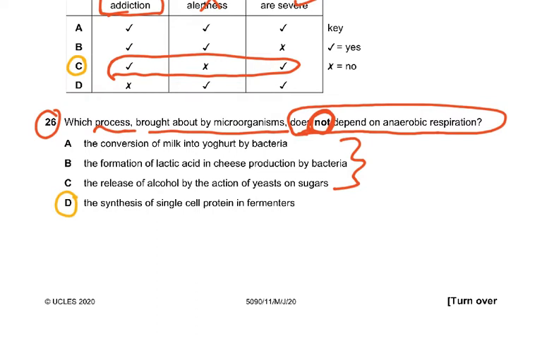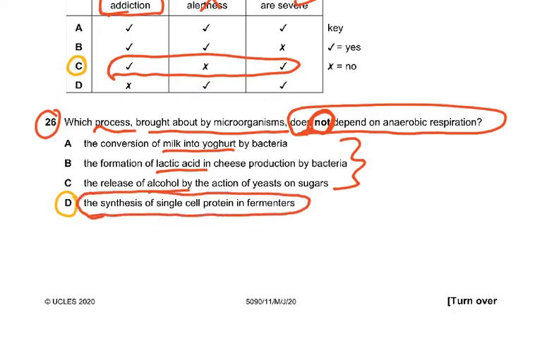You could have guessed all of this by the fact that we talked of lactic acid and we talked of alcohol. This is all anaerobic respiration. Conversion of milk into yogurt, yes, anaerobic respiration by bacteria. So the answer to this was D, because the synthesis of single cell protein in fermenters is nothing to do with anaerobic respiration. It's just a process of culturing single cell proteins, nothing to do with anaerobic respiration. So if you knew that, only then you could do this question.